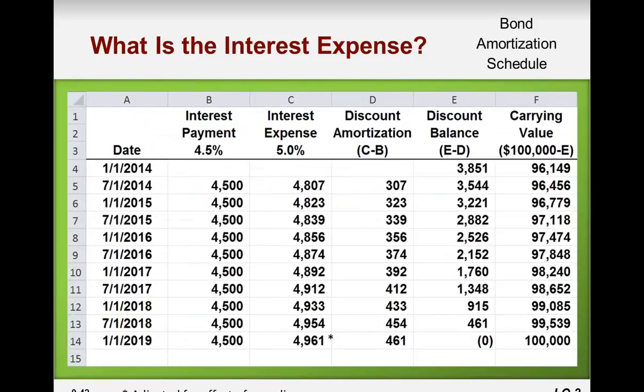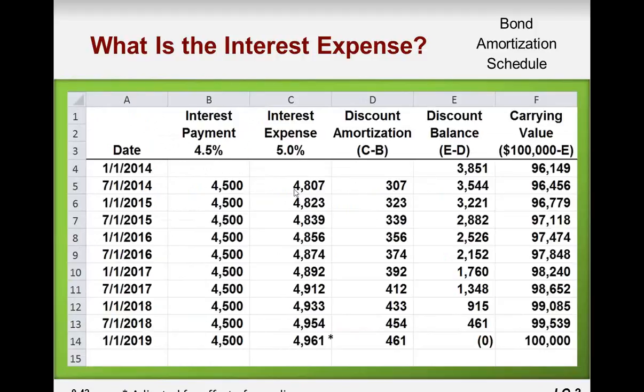When we are using the effective interest method to amortize our discount, we do it a lot differently. We have our cash interest calculated, which is $4,500 each time, because the cash interest that's paid out to the investor is the face value of the bond times the face interest rate. In this case, it was $100,000 times 4.5%, or $4,500. That's the cash that you're paying out each time.